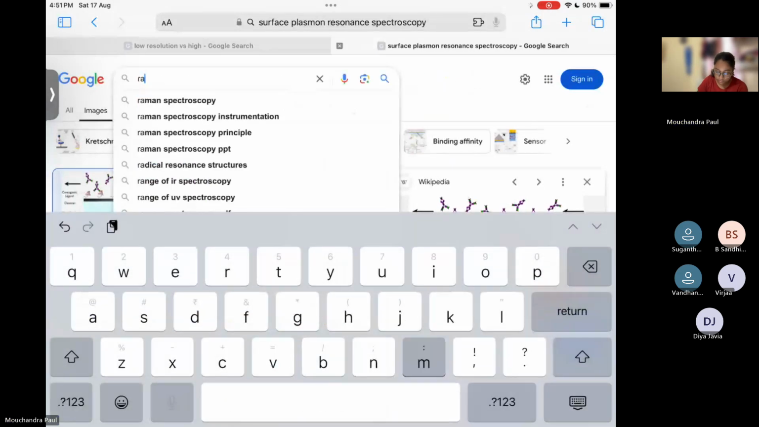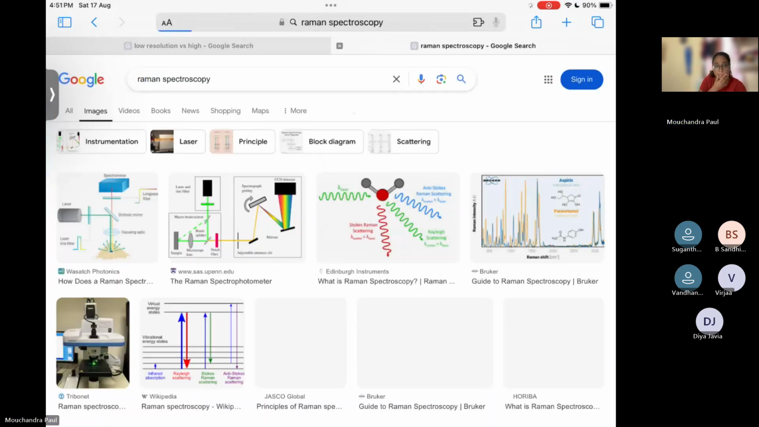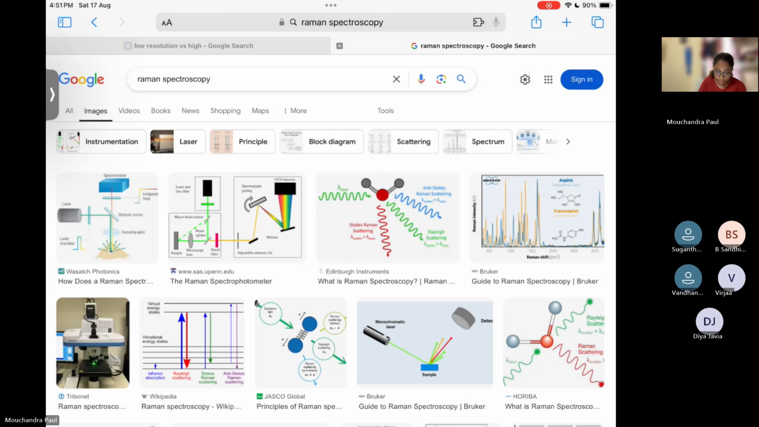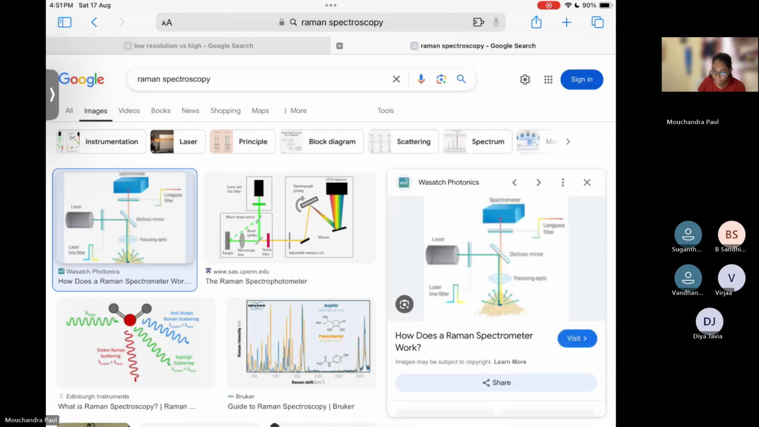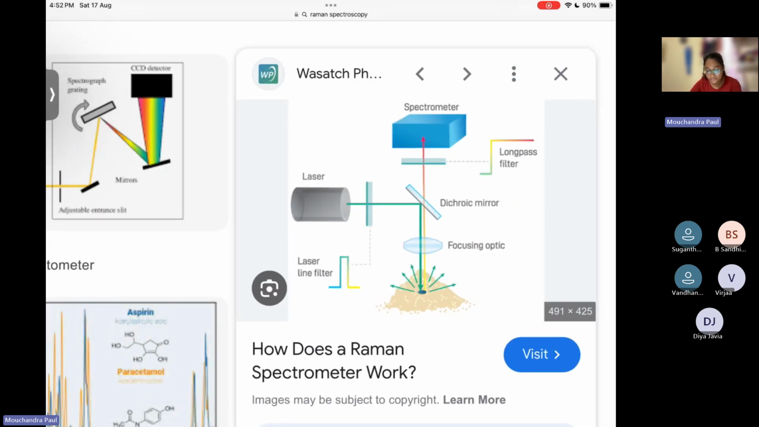Then what is Raman spectroscopy? So Raman spectroscopy is actually a very complicated concept. It comes from the principle of Raman scattering. So there's a sample, you illuminate that sample with some laser, all right, and due to the power of that laser, the sample starts scattering the light, and this scattering happens very randomly. That is called Raman scattering.